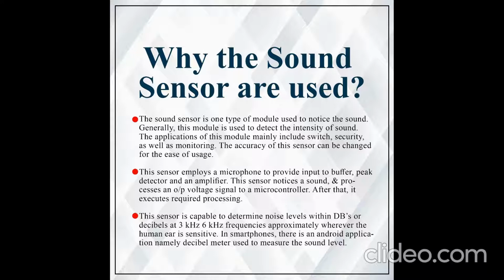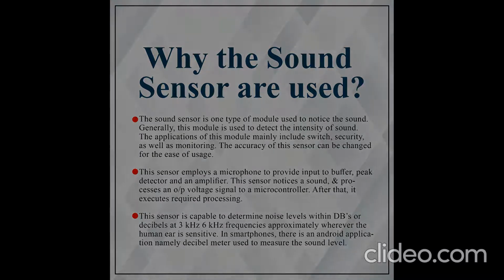This sensor employs a microphone to provide input to a buffer, peak detector and an amplifier. This sensor notices a sound and processes an output voltage signal to a microcontroller. After that, it executes the required processing. The sensor is capable of determining noise level in dBs or decibels at 3 kHz to 6 kHz frequencies approximately, wherever the human ear is sensitive. In smartphones, there is an Android application, namely decibel meter, used to measure the sound level.